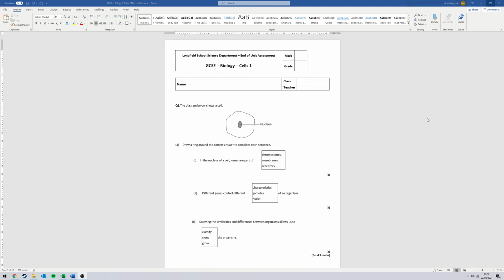I'm going to read through the assessment and only use this if you think that you need a reader in the exam. If you don't think you need a reader, then try it without. Okay.